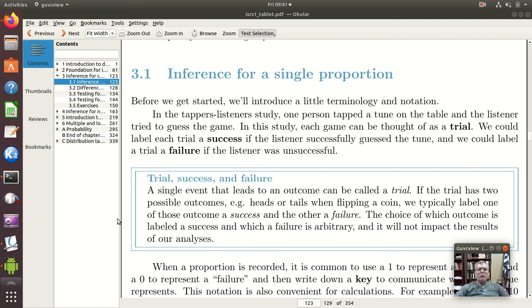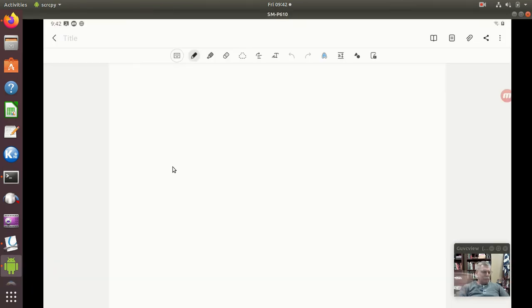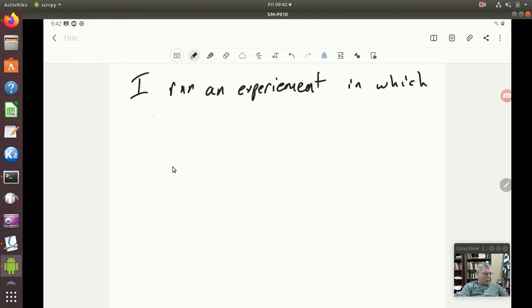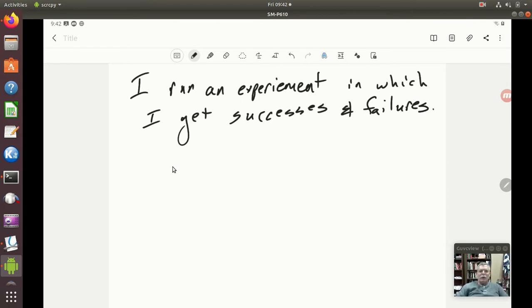Okay, so we want to look at inferences for a single proportion. The whole idea here is that I run an experiment in which I get successes and failures. Now, what's a success and what's a failure? It really doesn't matter from the standpoint of what I think is good or bad.